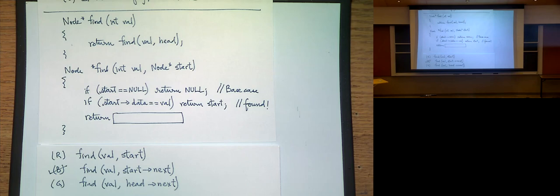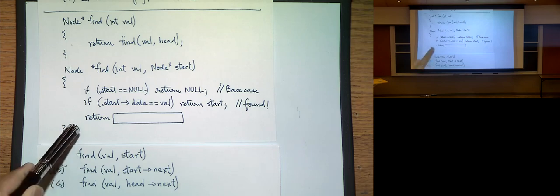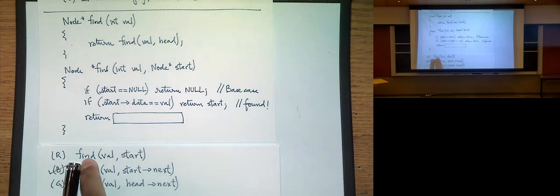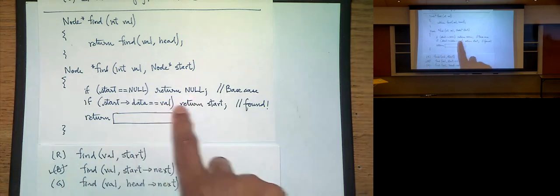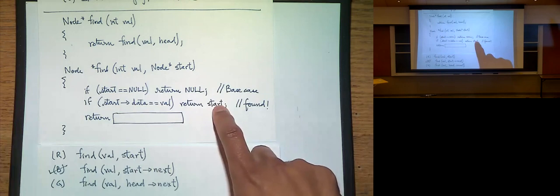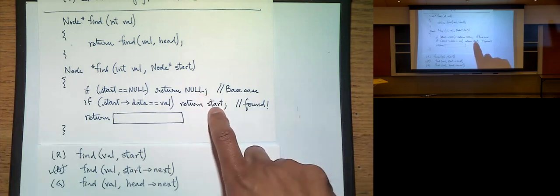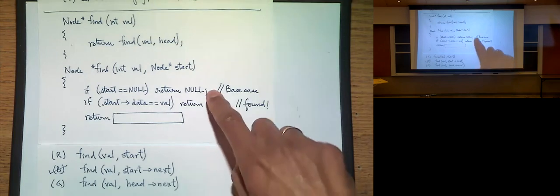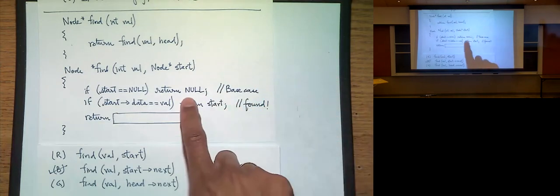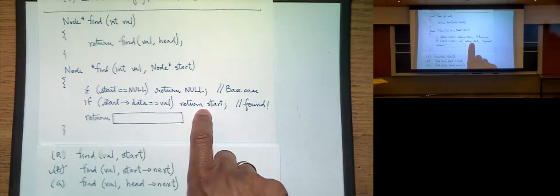Why does the return not contain a node star? Well, it's just returning whatever this returns, right? And find returns a node star. Sorry, maybe I didn't get that question correctly. It is returning a node star because it's always returning a pointer to a node. Does that answer your question? Right. Yeah.